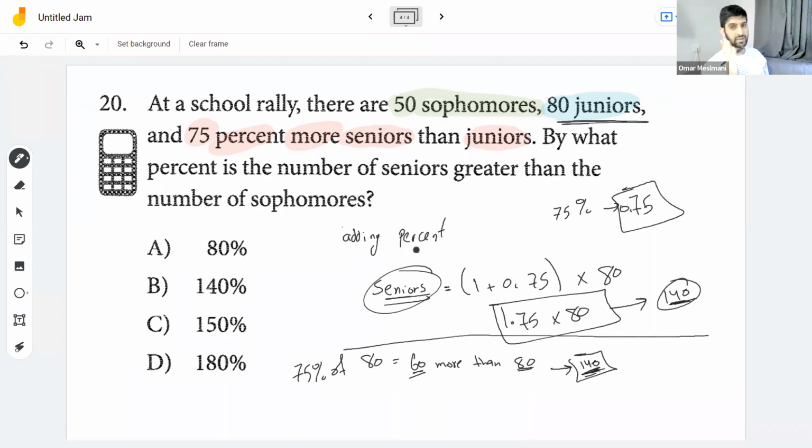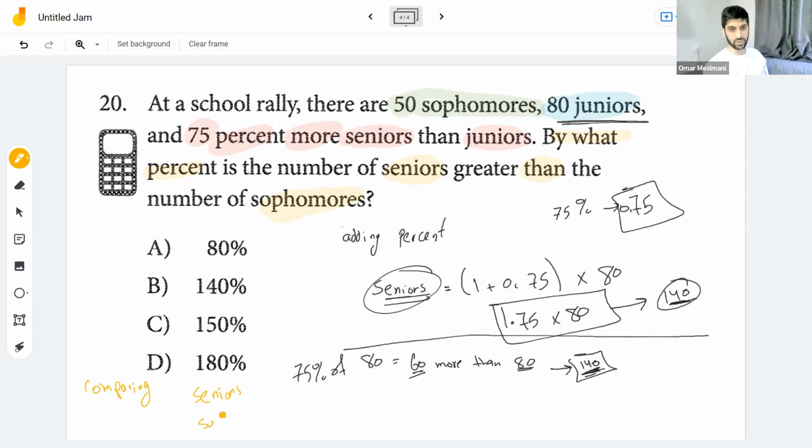So basically I knew how many sophomores we have, I knew how many juniors we have, and now I know how many seniors we have. And what is the question? The question was, by what percent is the number of seniors greater than the number of sophomores? So basically what I'm doing right now is comparing. I'm comparing between seniors and sophomores.